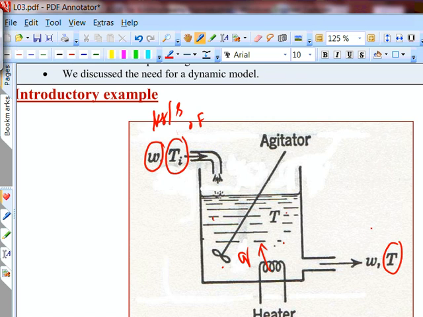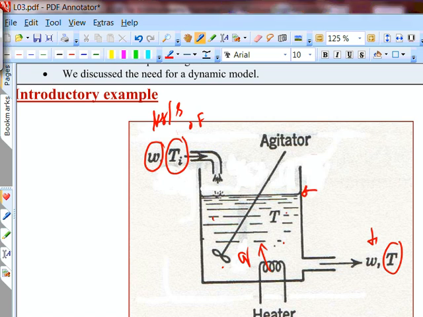Now, in this problem, we are saying that the outlet flow rate is the same as the inlet flow rate, and there is no disturbance in the piping system, that hydraulic system that feeds the water, for example. So W is the same at the inlet and outlet, so the level is constant. It doesn't change with time.